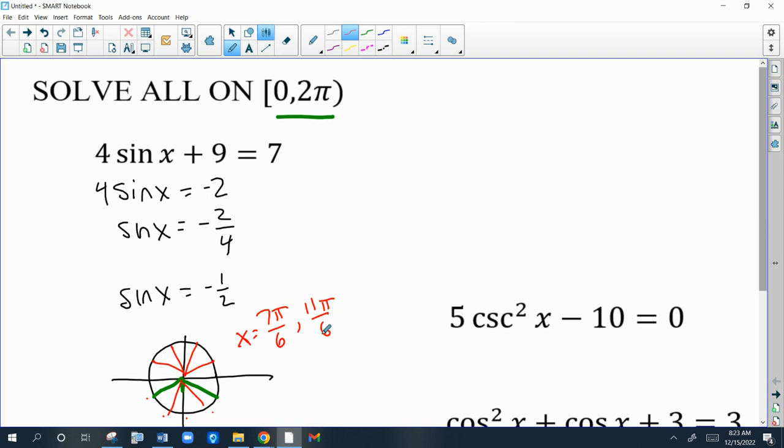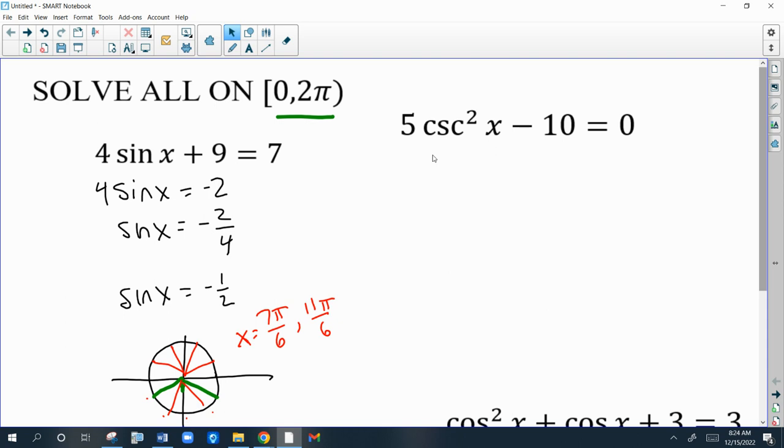The easy check here would be on your calculator in radian mode, do 4 sine of 7 pi over 6 plus 9 and make sure you get 7, and do the same with the other one. So hopefully you find this pretty straightforward.